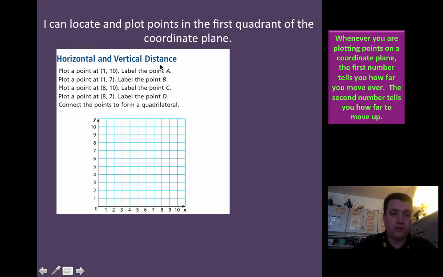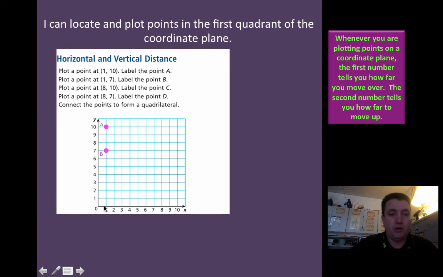Okay, so since point A is it, the first number tells me I've got to go over 1 and up 10. So I'm going to plot my point there, and then it says to label the point A. So I'm going to put a letter A next to it. Yes, I know my dots are really big, but I want to make sure you see them. It's where the intersection of those two lines come together. Then I have to go over 1 and up 7 to plot my next point. Okay, and I have to label that with the point B.